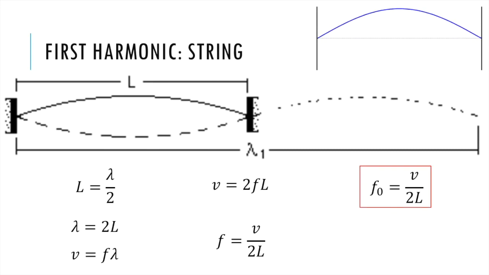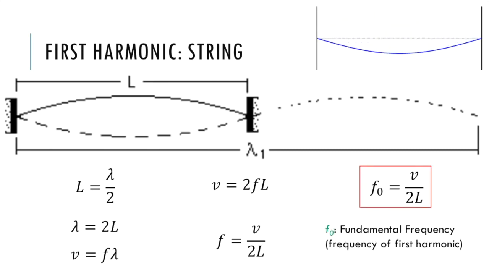Since this is the frequency of the first harmonic, we'll define it as f sub naught, or f sub 0, for the fundamental frequency, which just means the frequency of the first harmonic. This will always be the fundamental frequency for the first harmonic of a string fixed at both ends. And your options here are to understand this derivation, be able to make this sketch and realize that you have half of the simplest wavelength, use your wave equation and find the frequency that way, or memorize this equation. This is always the frequency of a string fixed at both ends, the fundamental frequency.